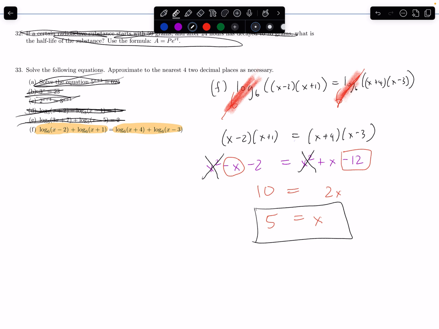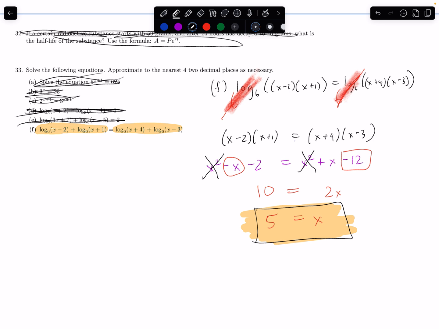Now we still should check though. Is 5 going to have any issues? See, 5 minus 2 is positive, no problem. 5 plus 1 positive, no problem. 5 plus 4 positive, no problem. 5 minus 3 positive, no problem. So x equal to 5 is indeed our solution. Wonderful. And just like that, guys, we are done.